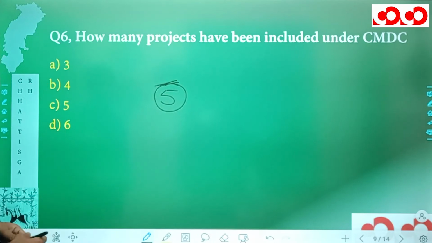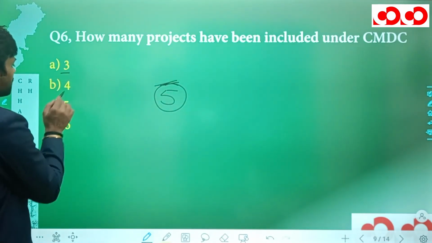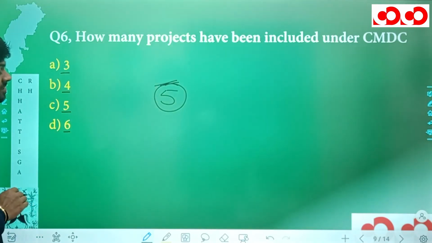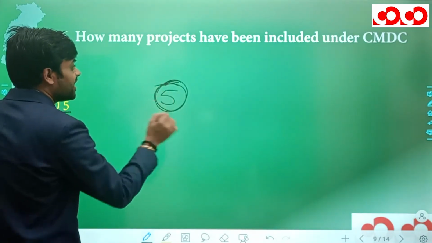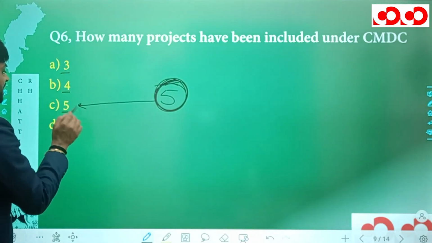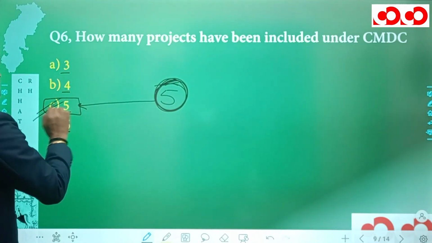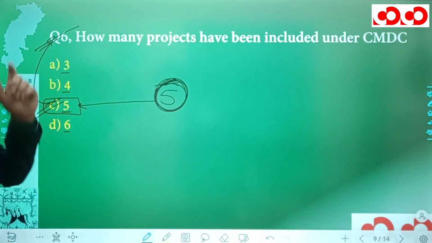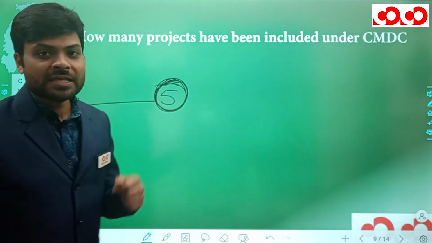Now looking at the options, in option A we have 3, in option B we have 4, in option C we have 5, and in option D we have 6. We already know that actually 5 projects have been included under CMDC in Chhattisgarh, and since 5 is given in option C, option C is going to be the correct option for our 6th question. So this was all about the 6th question.